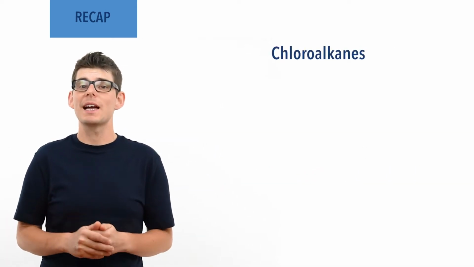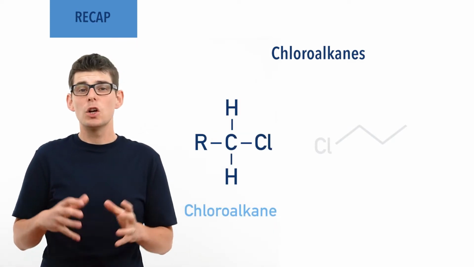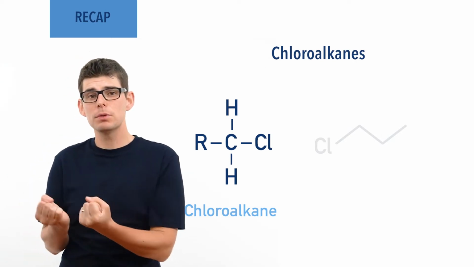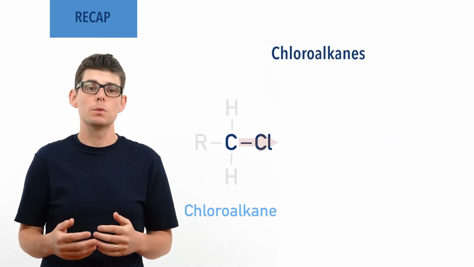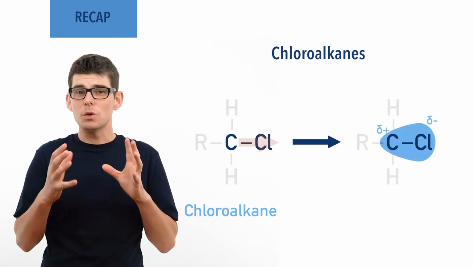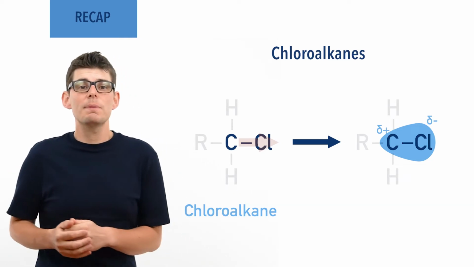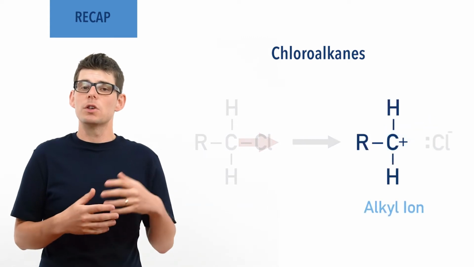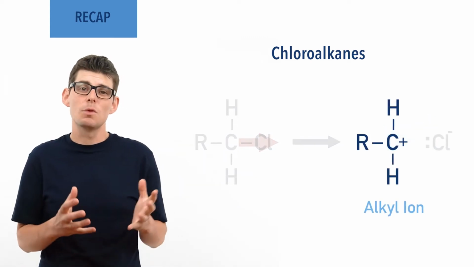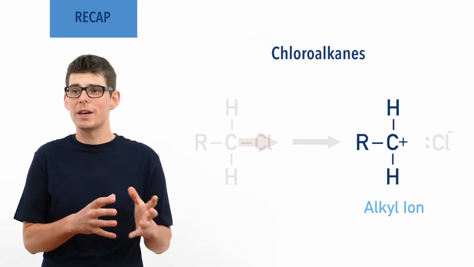Chloroalkanes are compounds that have a functional group consisting of a carbon atom that is bonded to a chlorine atom. Chlorine is highly electronegative and so pulls electron density away from the carbon atom towards itself, leaving the carbon with a partial positive charge. This all makes the carbon-chlorine bond weak, and as a result, if given a little nudge, it can be forced to break, leaving a positively charged carbon atom behind, creating what we call an alkyl ion. An alkyl group just refers to a carbon chain bonded to another carbon chain. So, recap done, let's go.